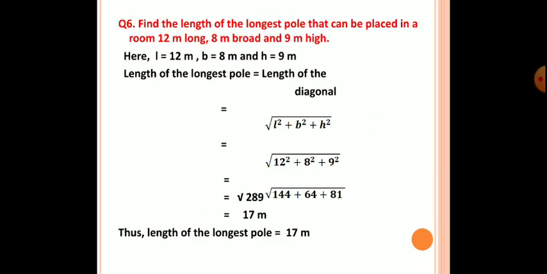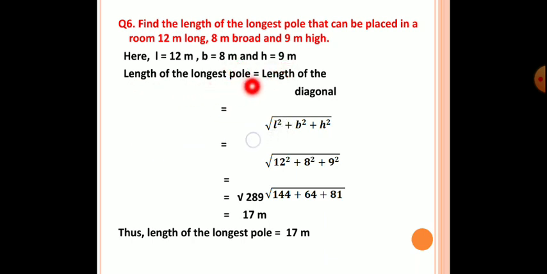Moving to the next question, question number 6. Find the length of the longest pole that can be placed in a room 12 meter long, 8 meter broad, and 9 meter high. You'll see that the longest length in a room is its diagonal. So here we have to find out the diagonal of the room in order to find the length of the longest pole. Here L is equal to 12 meter, B is equal to 8 meter, and H is equal to 9 meter.